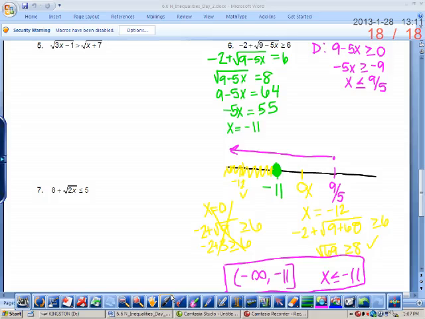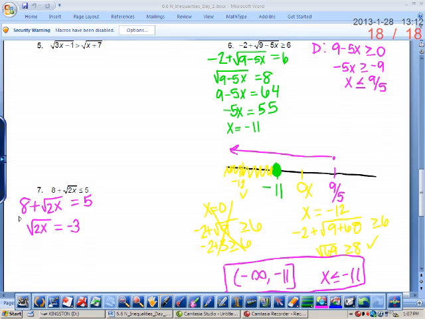It's a short one. 8 plus the square root of 2x is less than or equal to 5. So I get 8 plus the square root of 2x equals 5. Oops, not 25. 2x equals 5. What would I do first? Yeah, isolate the radical by subtracting 8. And what do we get?